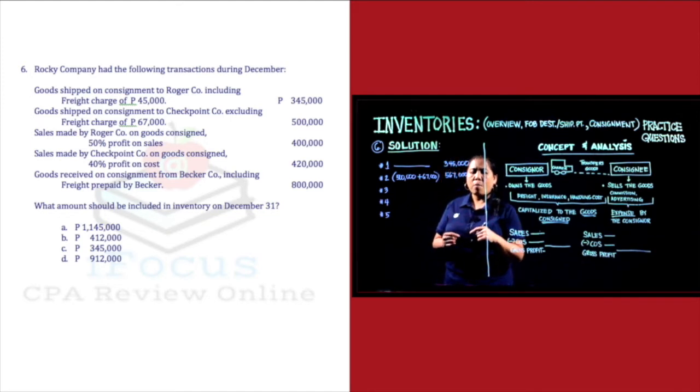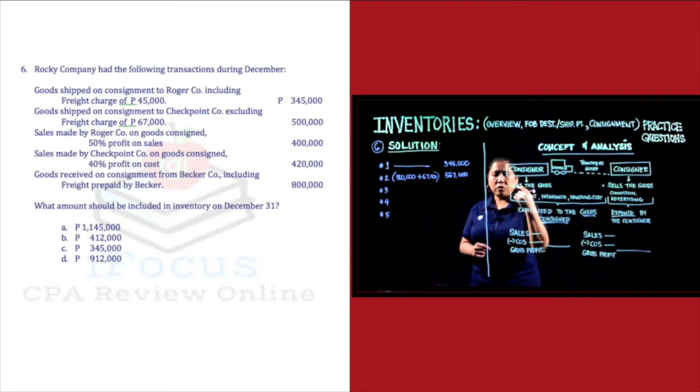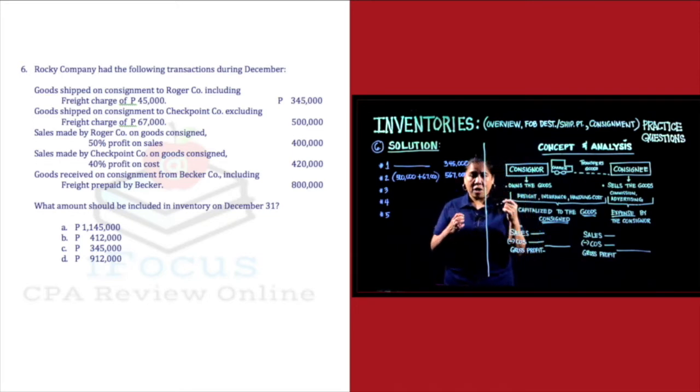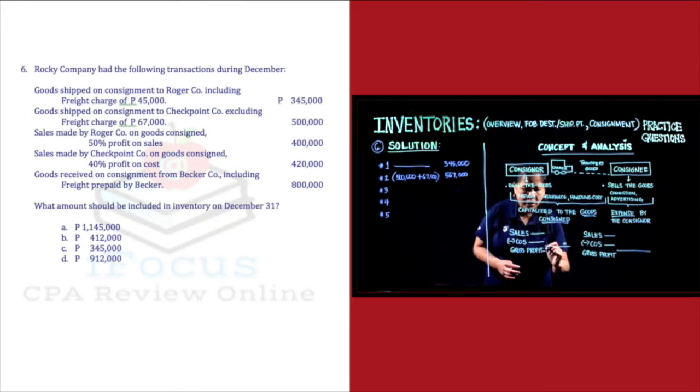Item number 3, sales made by Roger Company on goods consigned. So si Roger, nakabenta siya ng goods amounting to 400,000 na sales price. Sabi dito sa problem is 50% profit on sales. So 50% of the 400,000 ay profit natin. So ang ibig sabihin, kapag ang profit, which is based on your sales, ang sales mo this time is 100. So, kung ano yung base mo, yun ang 100%.